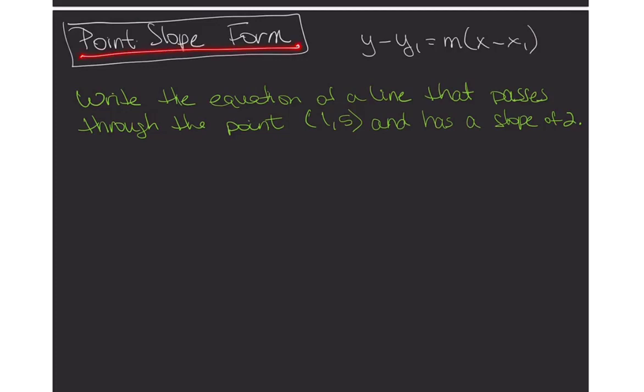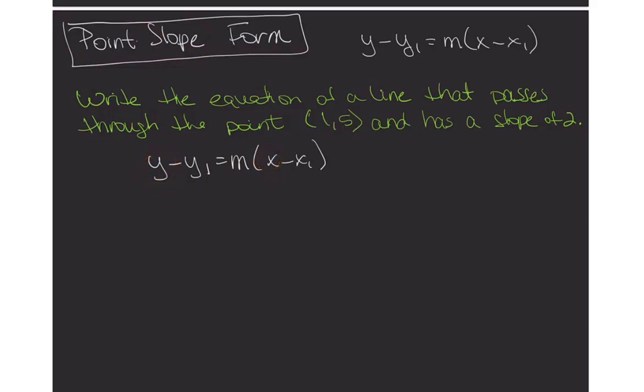So in point slope form, we need a point. Do we have a point? Yep, right there. And we need a slope. We got the slope. We got one right there. So if I fill in my equation, y minus y1 equals m times x minus x1. This x and y is going to stay in the equation, because that's for any and all of the points on the line. So we got to fill in the rest of it.